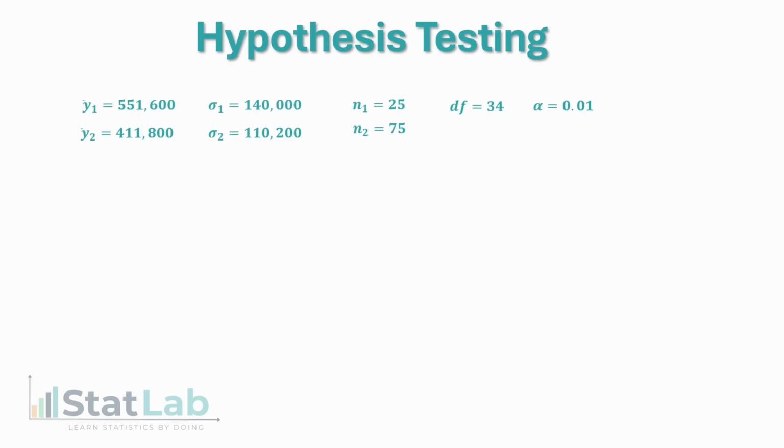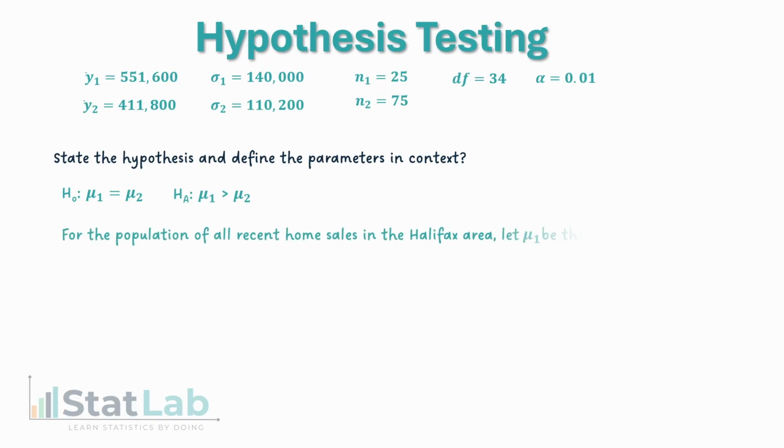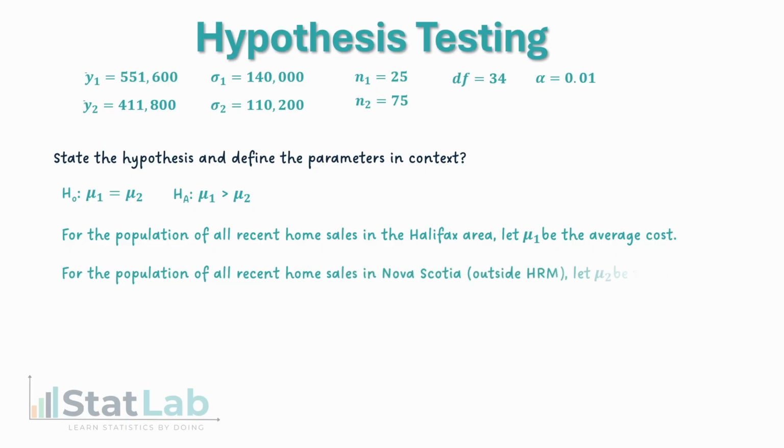So let's see what we can start with. First, we're going to state our hypotheses and define the parameters and context. Our null hypothesis is going to be that mu1 is equal to mu2. And our alternative hypothesis is going to be that mu1 is greater than mu2, because the researcher believes it's greater. When we define our parameters, we're going to say for the population of all recent home sales in the Halifax area, let mu1 be the average cost. And then, for the population of all recent home sales in Nova Scotia outside HRM, let mu2 be the average cost.